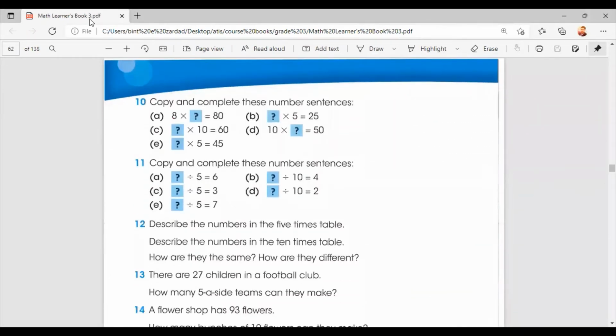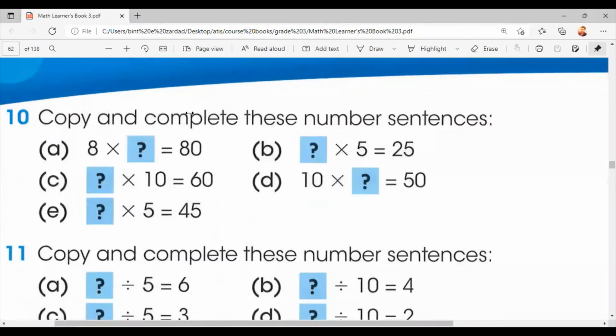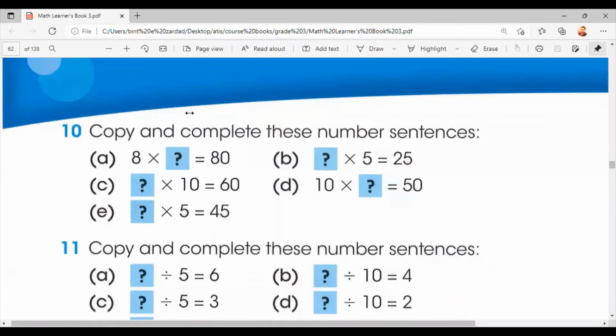Copy and complete the number sentences. 8 multiplied by what equals 80? 8 times 10 equals 80. Right, here 10. 5 multiplied by 5 equals 25. 10 multiplied by 6 equals 60. 10 multiplied by 5. You should know, if you are doing multiplication and division questions, you should know the multiples tables. 5 multiplied by 9 equals 45.